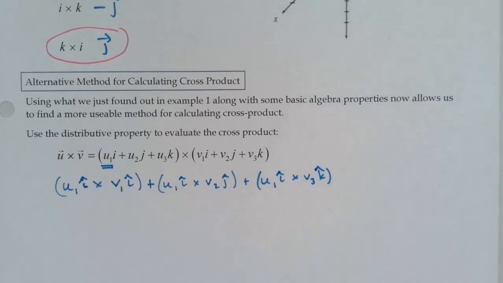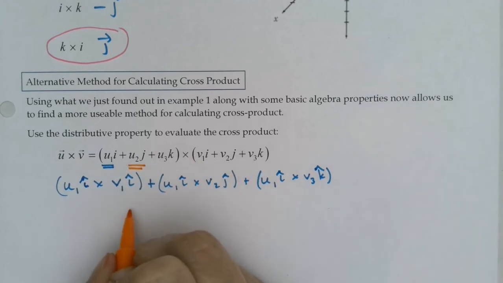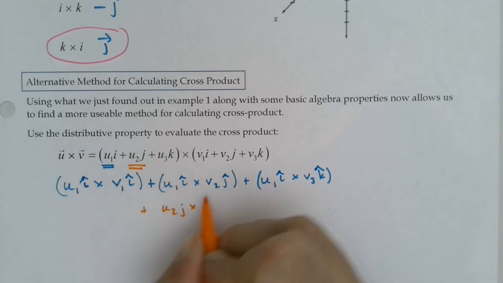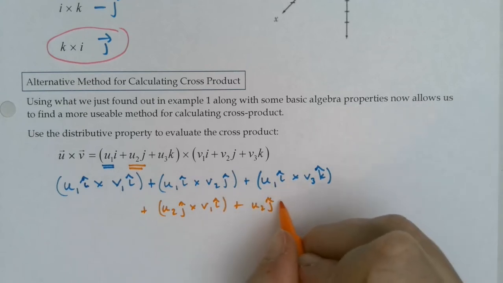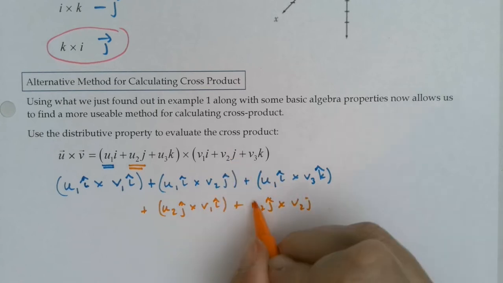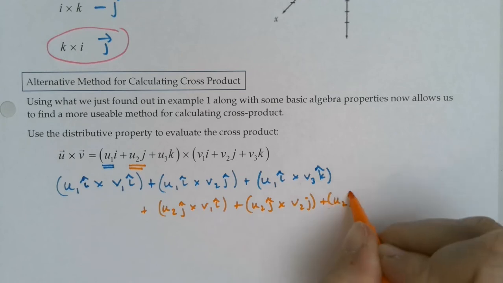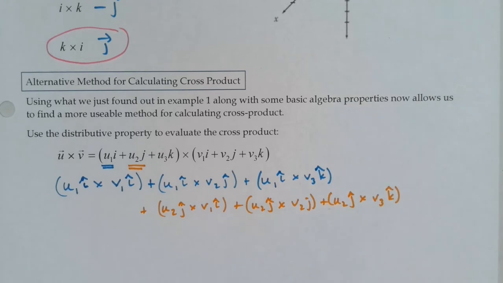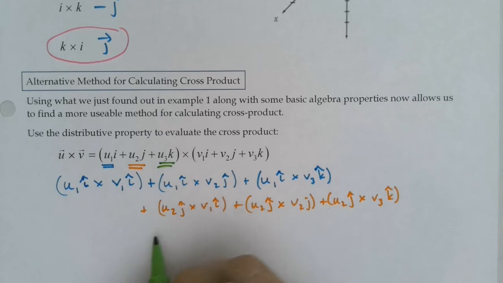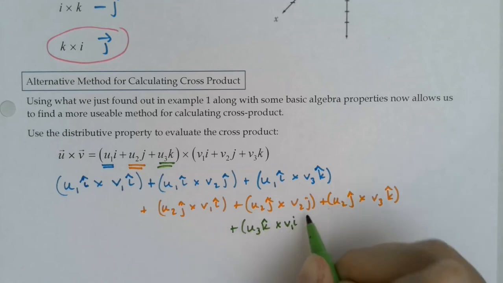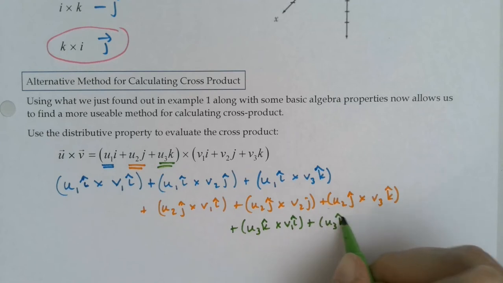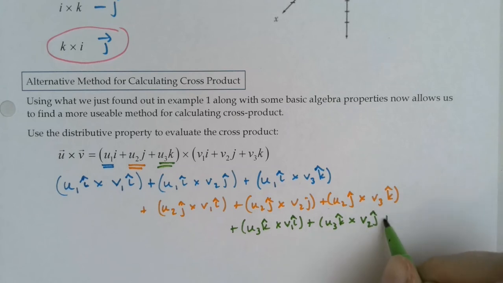All right, now I got to take the middle one. So I'm going to take the u2j's and multiply by each of those three. So plus u2j crossed with v1i, and then u2j crossed with v2j, plus u2j crossed with v3k. And then I'll take my last one, the u3k part. So plus u3k crossed with v1i, plus u3k crossed with v2j. We're just trying to come up with another way to find, well, actually any way really, to find the cross product. We don't have a way to do it yet. So u3k crossed with v3k.